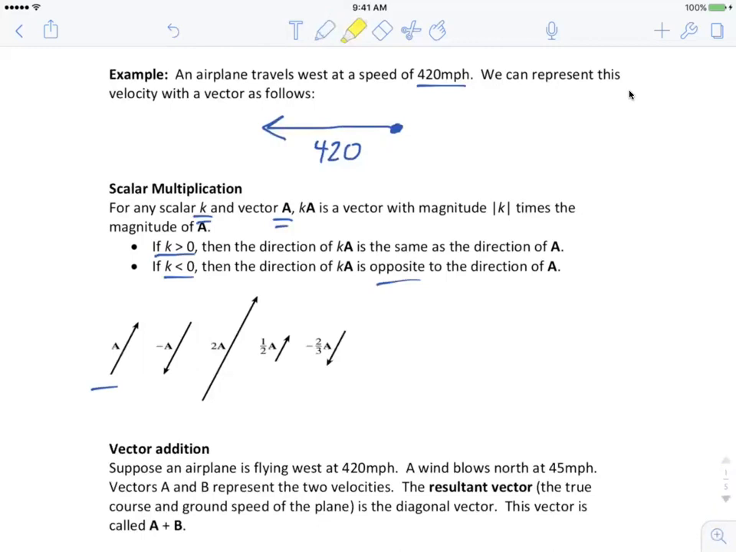Here's A right here. Notice what happens with negative A. It's the same length, but reverses direction. 2A just means that the length is twice that of A. Half A is half of A, and then negative 2/3 A is the opposite direction, 2/3 of the length of A, or the magnitude of A.